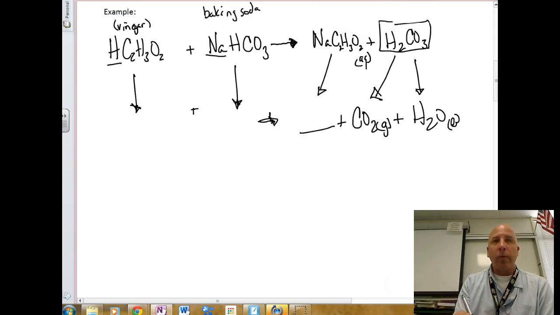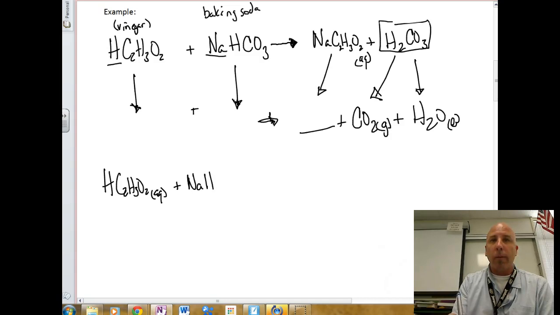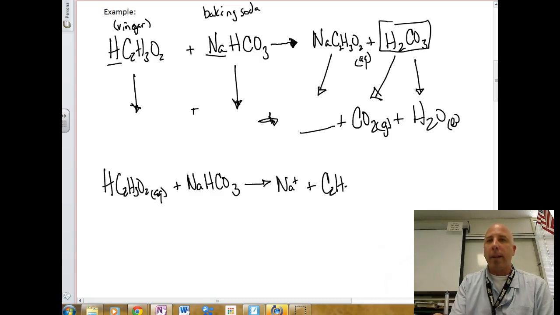And in net ionic equation form, we're going to have our HC2H3O2, and we're going to leave it together because it is a weak acid. Our baking soda was a solid, so we leave solids together as well. We're going to ionize the sodium, and we're going to ionize the acetate ion because they are aqueous. We're going to have carbon dioxide gas, and we are going to have water as a pure liquid, and so we're going to leave that guy together too.